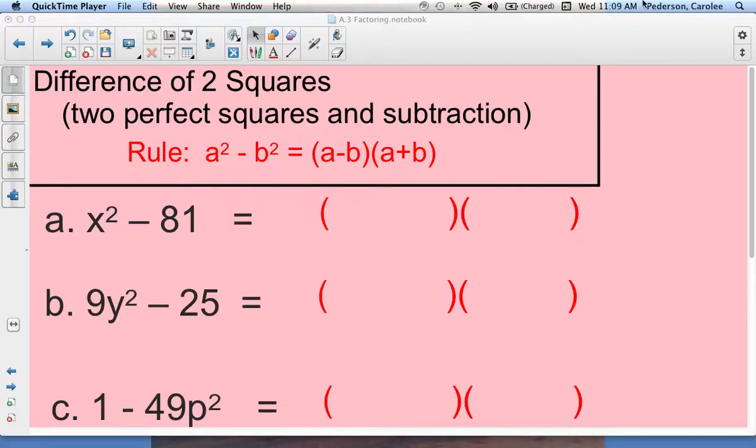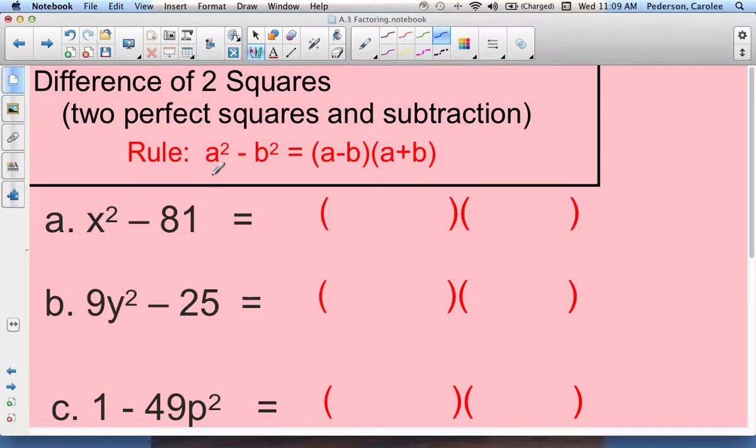Here's a video on factoring using the difference of two squareds method. What you do with two terms is look to see if they are perfect squares with a subtraction. And this is our rule. If we have a term that is squared minus another term that is squared, you can factor it as a minus b times a plus b. So let's go on to do some examples.